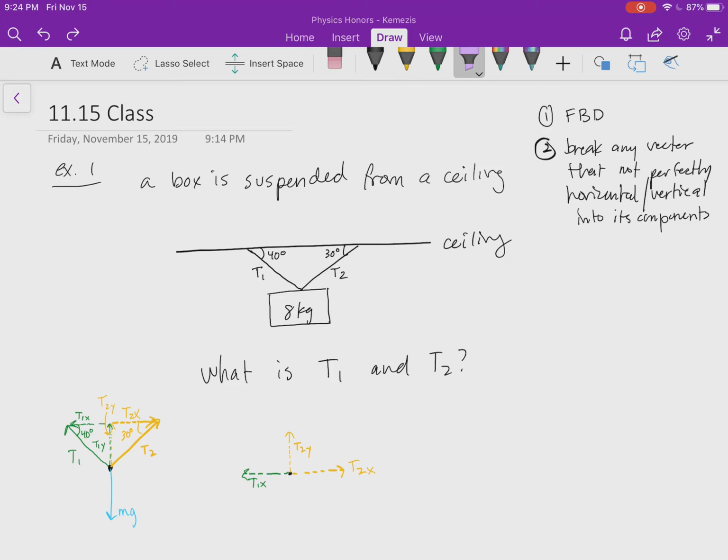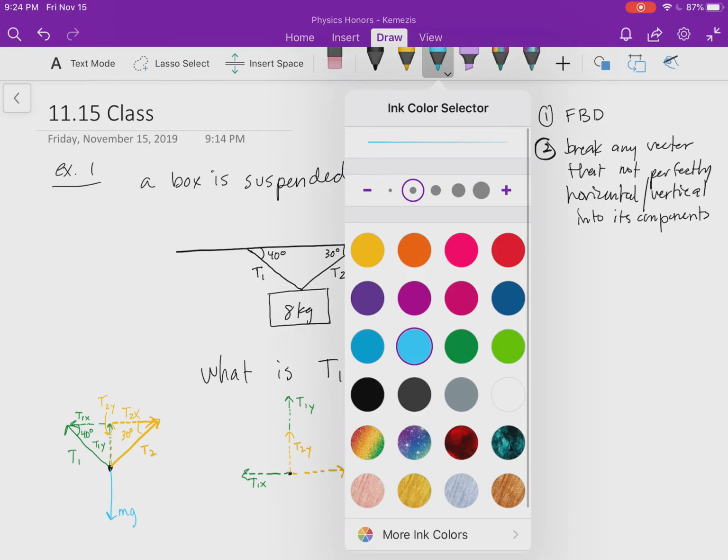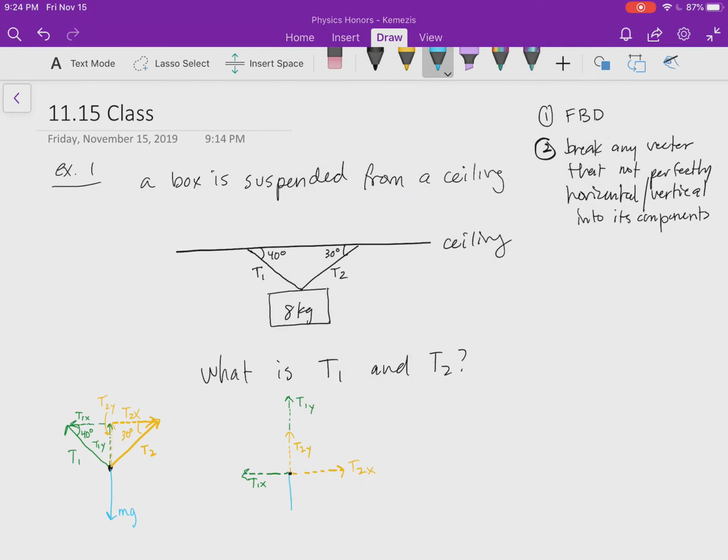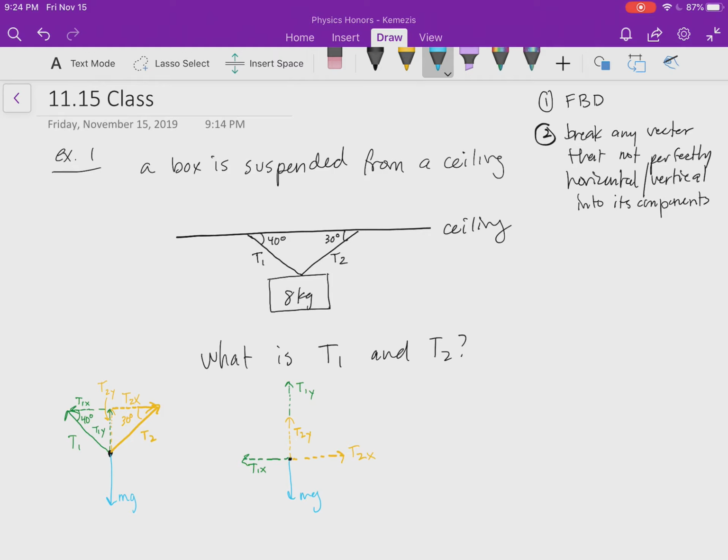Same thing with the T2, just pulling it and pushing it onto a new free body diagram just so that we can see that it is clearly in what we're calling the x and y direction. So we have a T1y and a T2y going in the same direction. We have a T2x going to the right and a T1x going to the left, and then we cannot forget our mg going down. Okay.